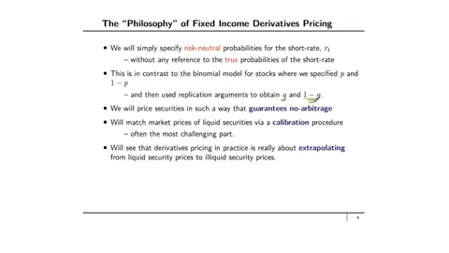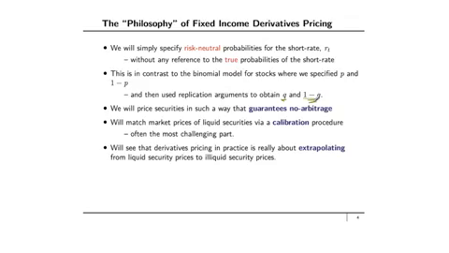What we're going to do is price securities, fixed income derivatives, in such a way that guarantees no arbitrage. We're going to match the market prices of liquid securities via a calibration procedure. This is often the most challenging part of the entire exercise. And we will see that derivatives pricing in practice is really about extrapolating from liquid security prices to illiquid security prices.